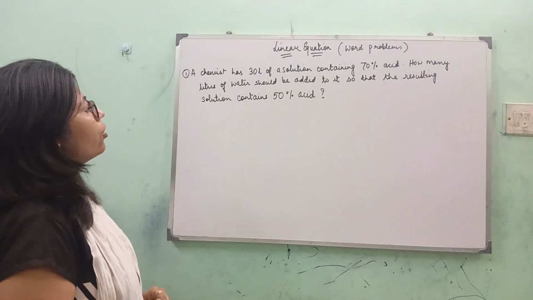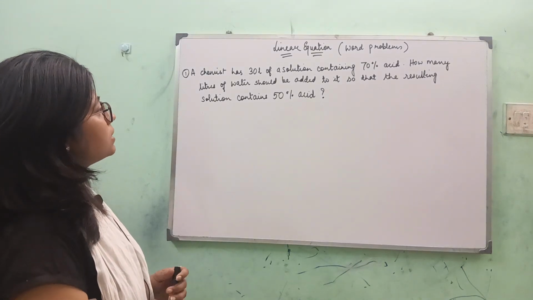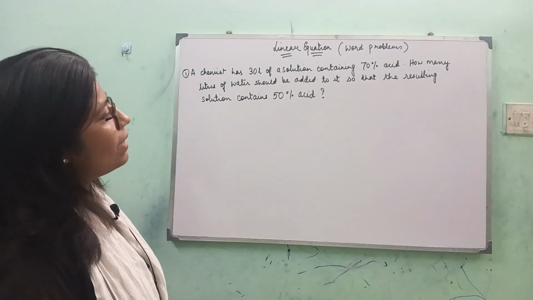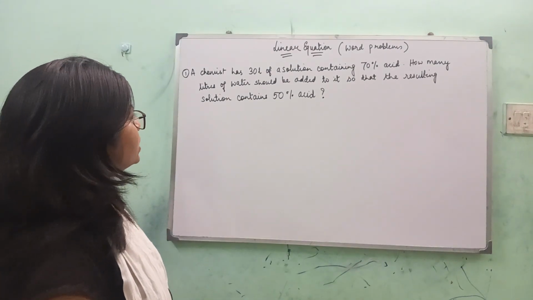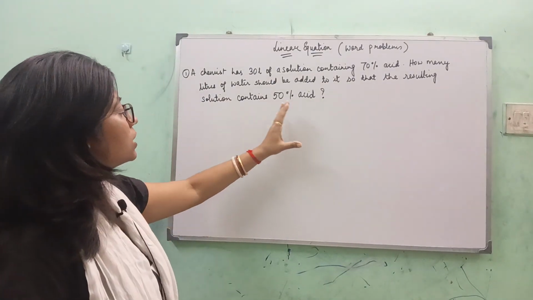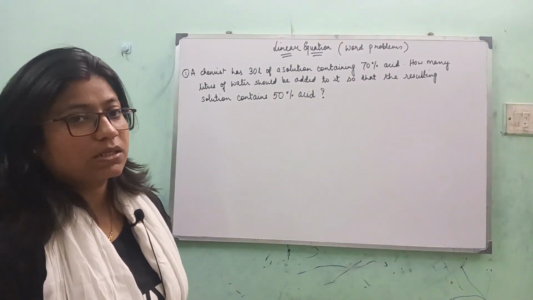So the first sum is there on your board. A chemist has 30 liters of a solution containing 70% of acid. How many liters of water should be added to it so that the resultant solution contains 50% acid?